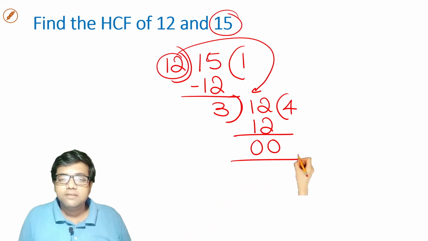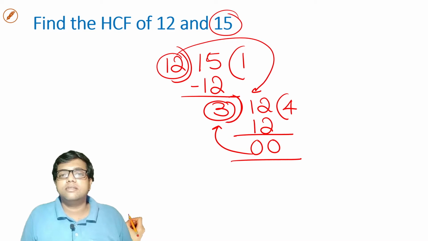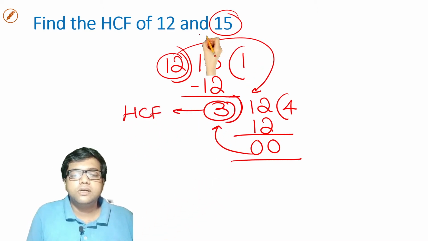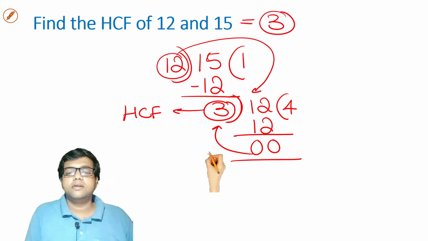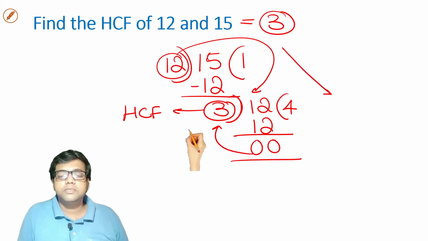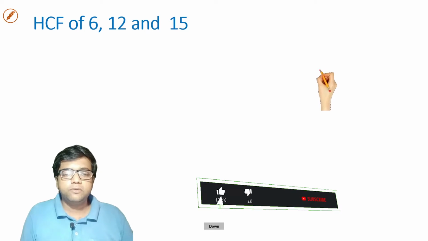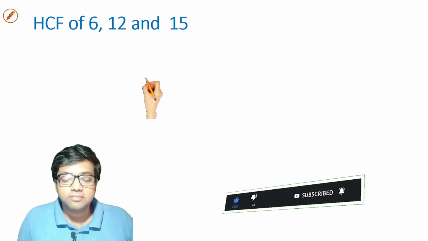So whenever you get the remainder 0, the immediate next divisor will become your HCF. So the HCF of 12 and 15 is equal to 3. You should know these steps. Don't worry, we will have a few more questions by the end of the session, and you will understand these steps.